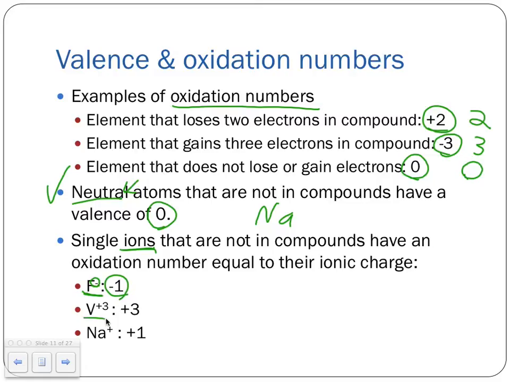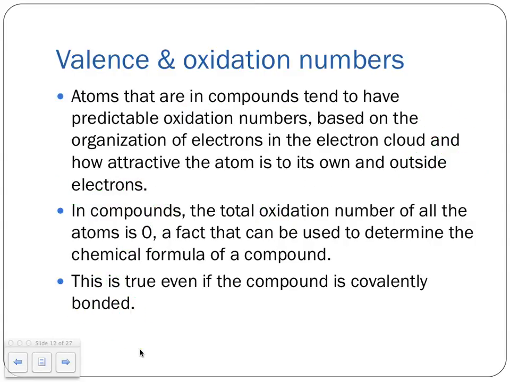We have vanadium +3 right here. It's an ion that's by itself in this case, not involved in another compound. You don't see any other elements attached to it out here. That means it's a single ion by itself. Its oxidation number is going to be equal to the charge it has as an ion. That's +3, so its oxidation number is +3. Na plus, positive charge, +1, oxidation number +1. Now, that covers things that are by themselves, both neutral atoms and ions that are by themselves.